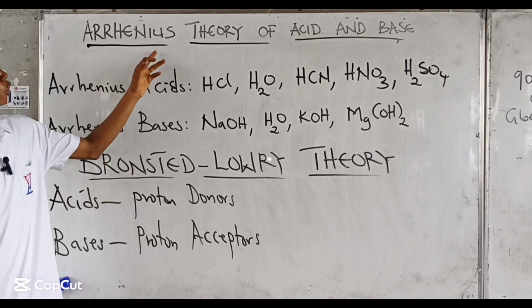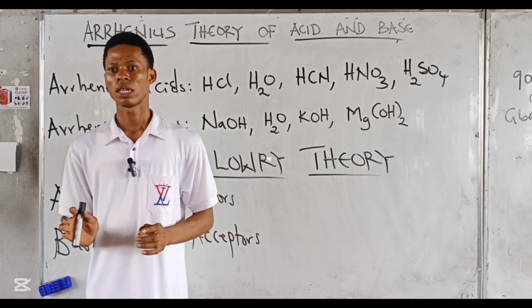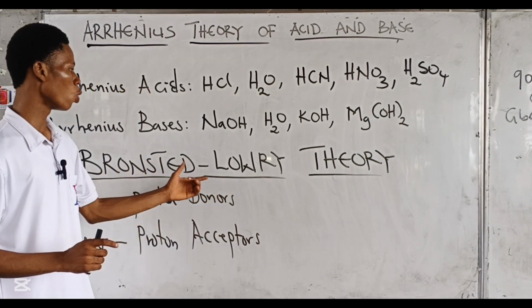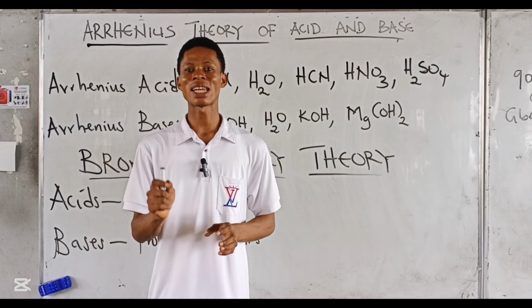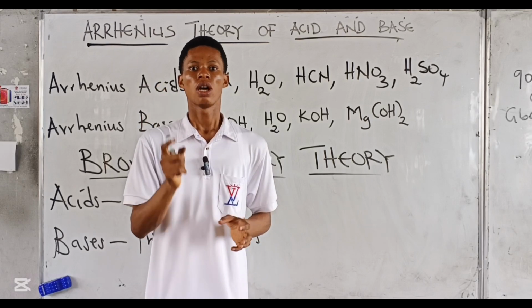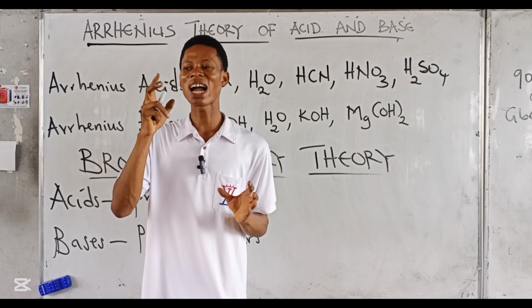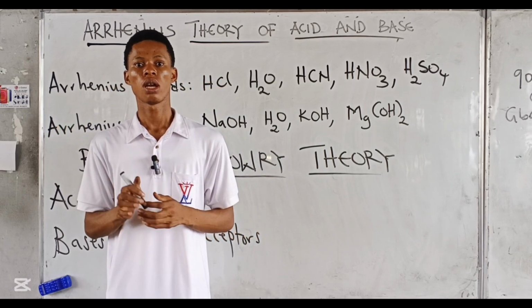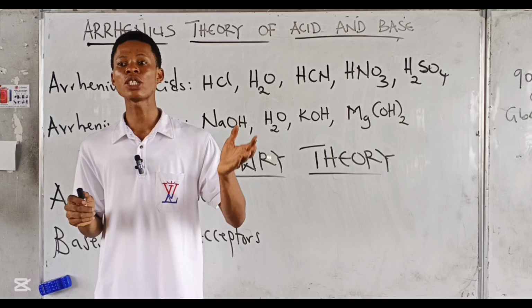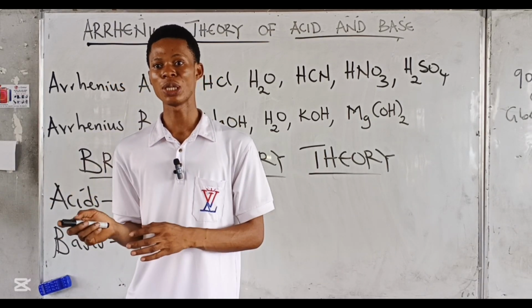We'll be looking at Arrhenius theory of acid and base first. Then we'll look at Bronsted-Lowry theory of acid and base. Now, when we talk about an acid, first of all, acid and base is a measure of the hydrogen or hydroxide ion concentration. And different theories propose different definitions of acid and base.